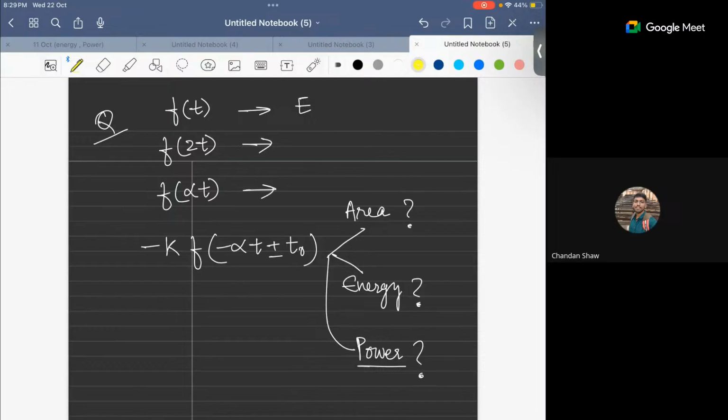I already told you, if you have an energy signal with energy E, here it will be E by 2, right? Here it will be E upon some alpha. What will be the energy, area, and power for this type of signal? For calculating the power, just consider f(t) as a power signal. For calculating energy, just consider f(t) as an energy signal. You have to tell me these three things. What will be the values?